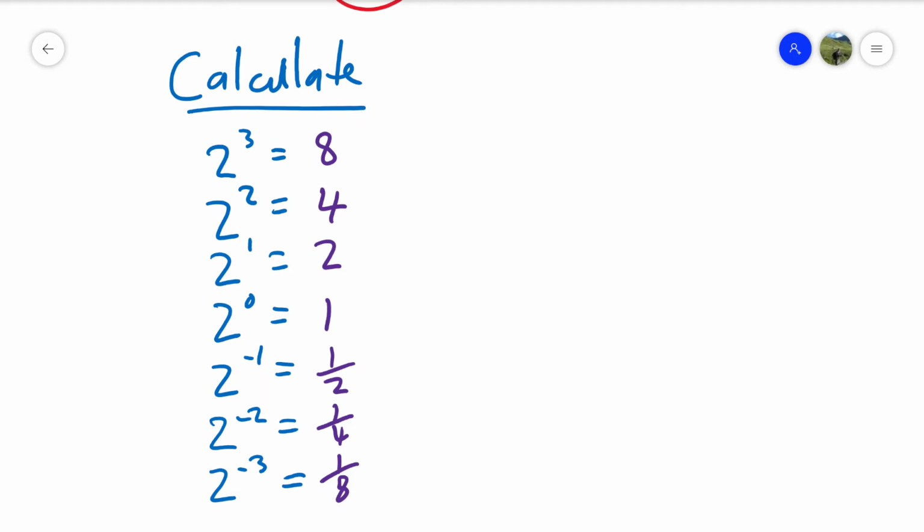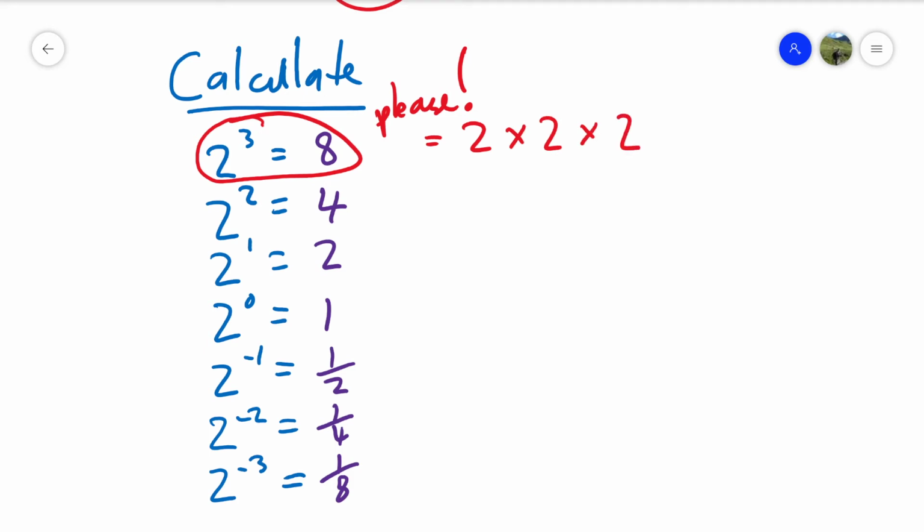I'm going to waffle a bit now. This one, okay, listen. If you got this wrong, please, please be more careful. I've seen so many students get this wrong and they're just like, oh, it's fine, I wouldn't normally make that mistake. And I'm like, well, you just did make the mistake. Right, 2 times 2 is 4. And then times that by 2 is 8. This is just 2 times 2, which is 4.